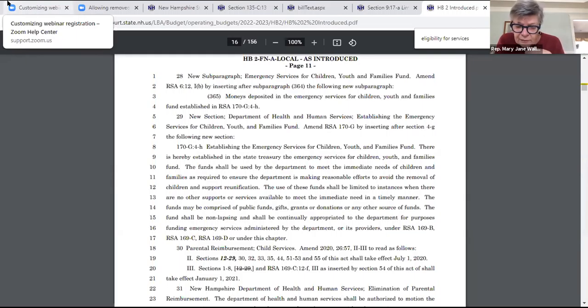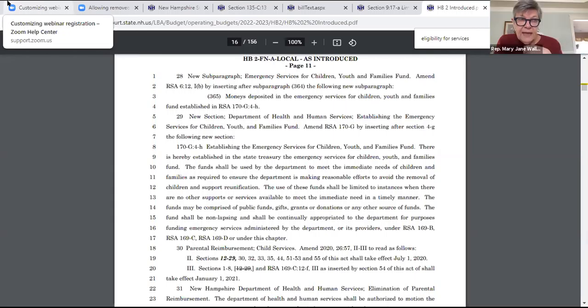On the Emergency Services Fund for Children, Youth, and Families, does it correspond to a line in House Bill 1? I don't believe it does. It creates a new dedicated account, but there's no funding in House Bill 1. And it limits the revenue sources to gifts, grants, and donations. So there's no general fund or any other appropriation.